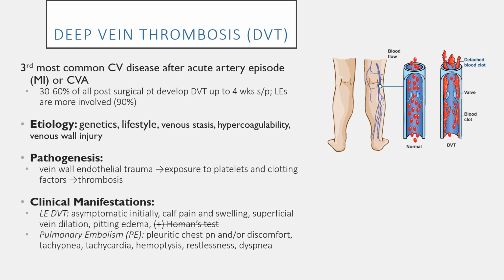Clinical manifestations initially may be asymptomatic. Early symptoms may be a dull ache, tight feeling, or calf pain. Progressed symptoms involve warmth to touch, discoloration, pitting edema, calf pain, superficial vein dilation, and a positive Homan's test. Pulmonary embolism presents with pleuritic chest pain, discomfort, tachypnea and tachycardia, restlessness, and dyspnea.